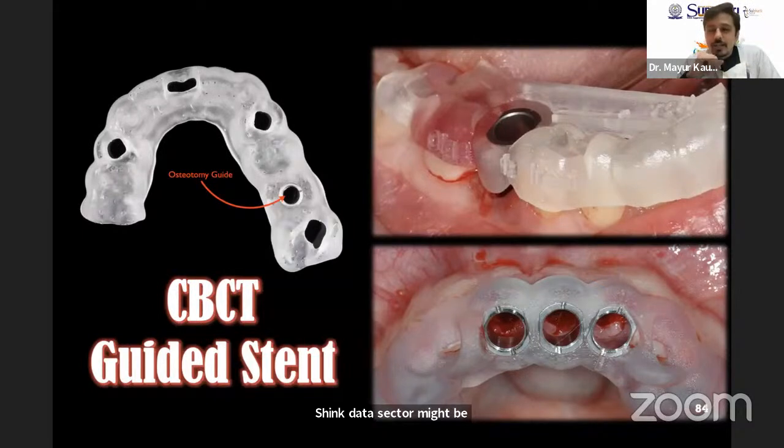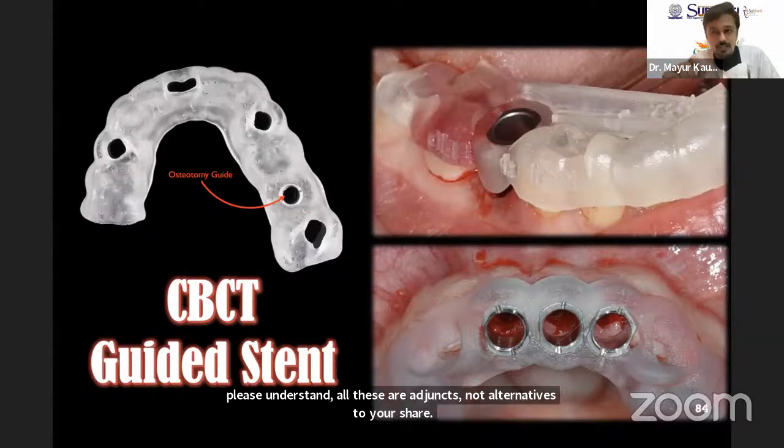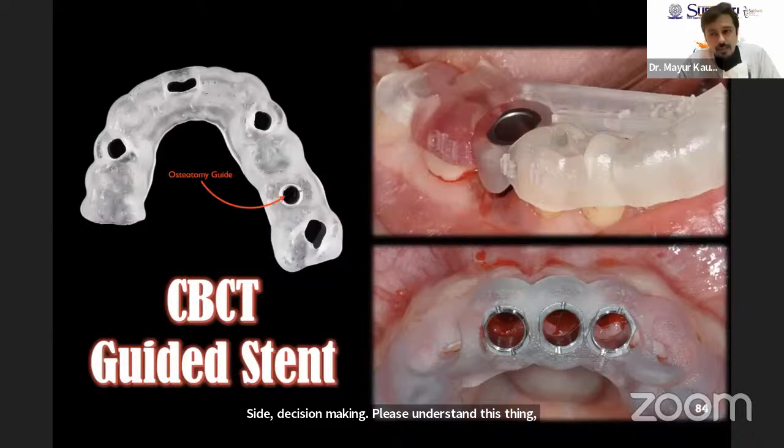Few of the labs, at least me and my oral surgeon Prajesh, we took a stent and we started placing multiple implants. And according to the stent, the implant was literally going out of the jaws, out of bone as such. So please understand, all these are adjuncts, not alternatives to your chairside decision making. Please understand this thing, okay? And anything which you cannot economically justify in a practice, that means you have to learn a way to incorporate the essential component of CBCT, and maybe the additional component is something which is an option for us, okay?